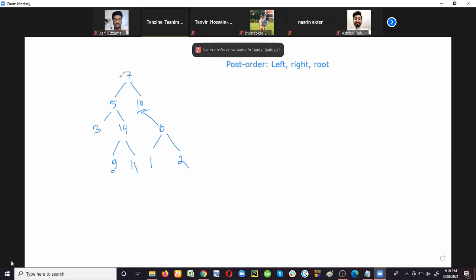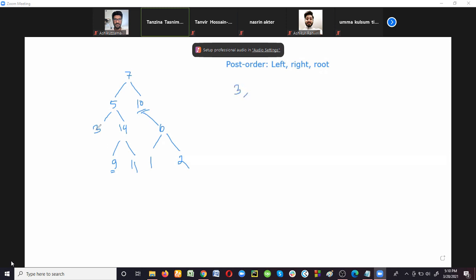The root node is 7 and we can take it. Its two children are 5 and 10. Which subtree will be traversed first? Obviously the left subtree, this one. In this left subtree, the root node is 5, and it has only one child, that is 3. So at first we can take 3.